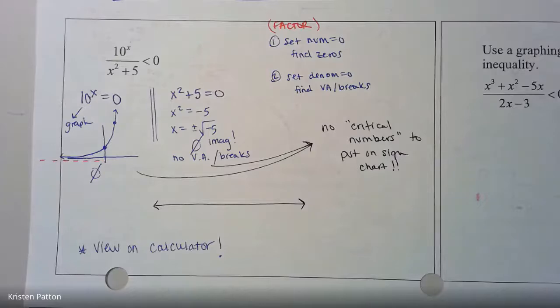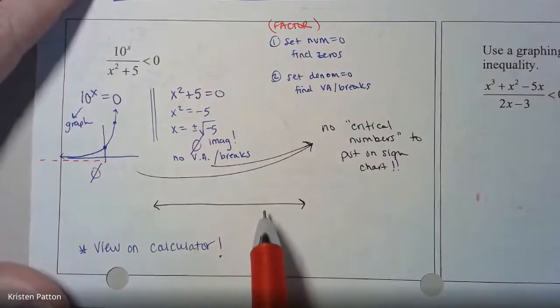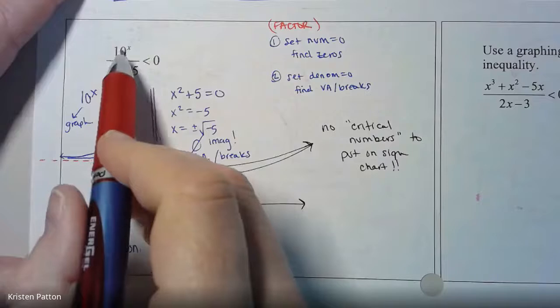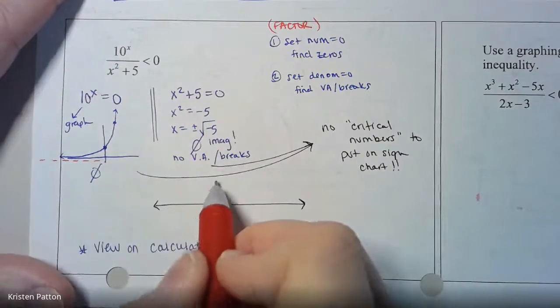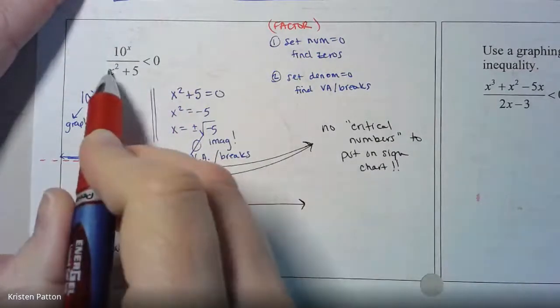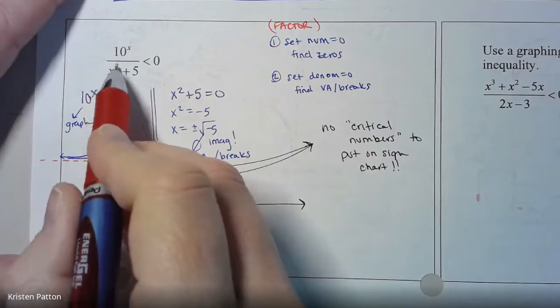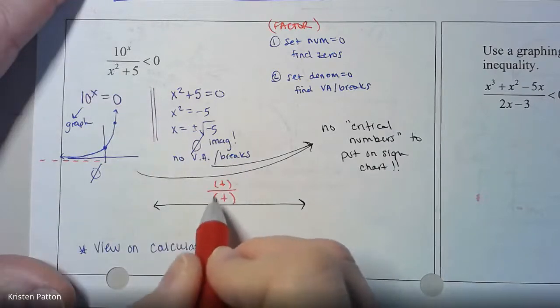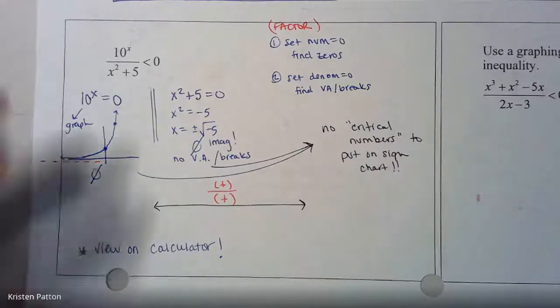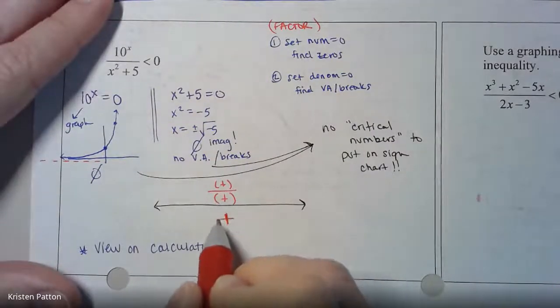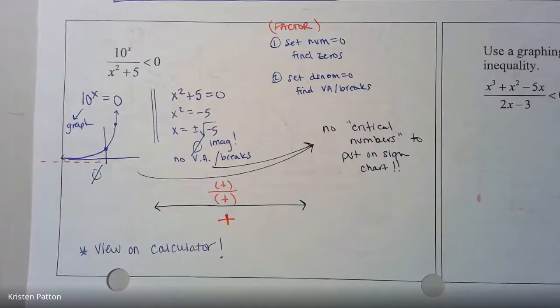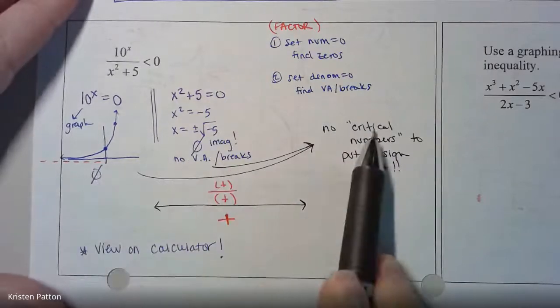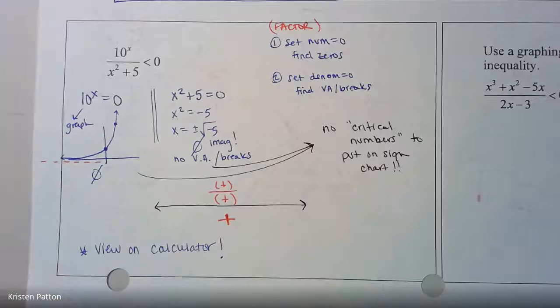You can still pick a number. I don't know. The easiest number to plug in is 0. If I plug in a 0, 10 to the 0 is 1. That's a positive number. And if I plug in a 0 down here, 0 squared is 0 plus 5. A positive divided by a positive overall is a positive. If I don't have any critical numbers to put on my sign chart, that just means my graph is not changing signs, which means it's either always positive or always negative.